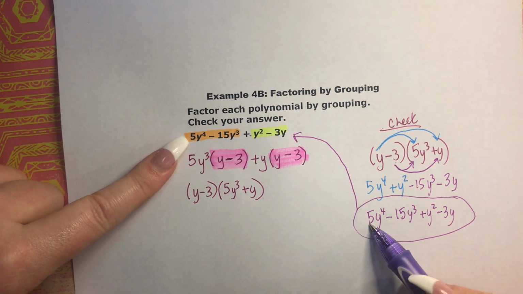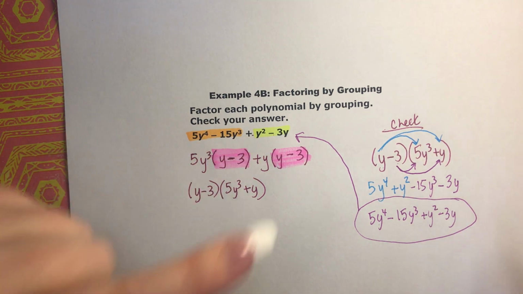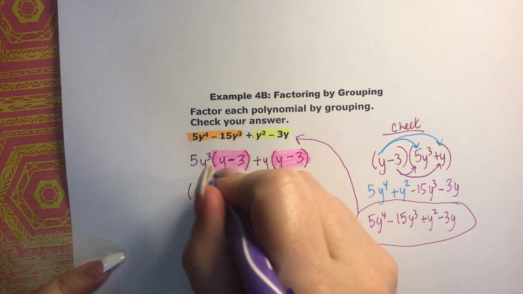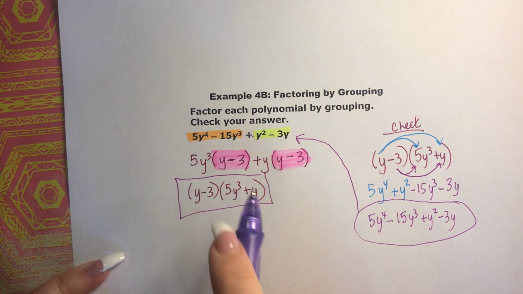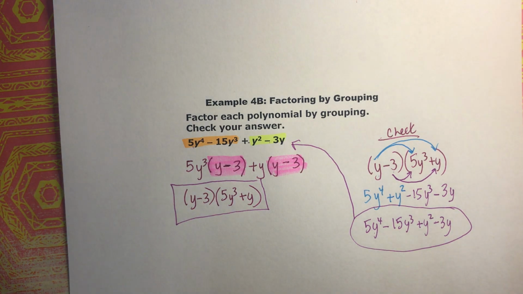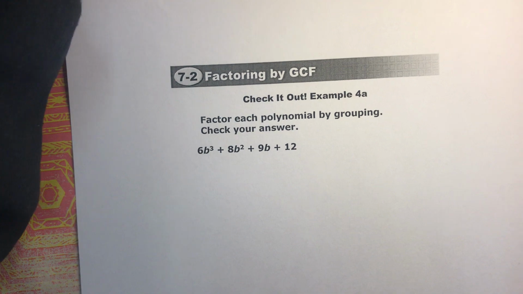And if we look, we got 5y to the fourth minus 15y cubed plus y squared minus 3y. So we did it. Woohoo! All right, so this is our answer right there. That's how you factor by grouping when there are 4 terms. Okay, let's look at another example here.